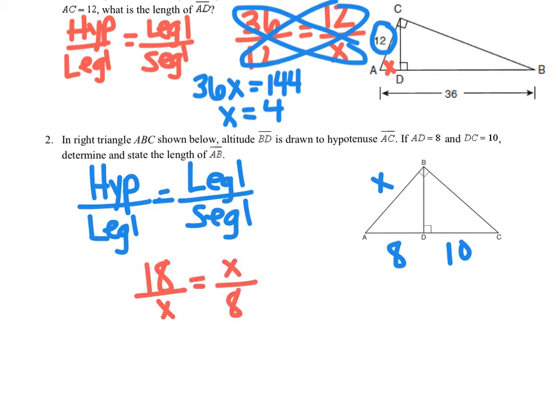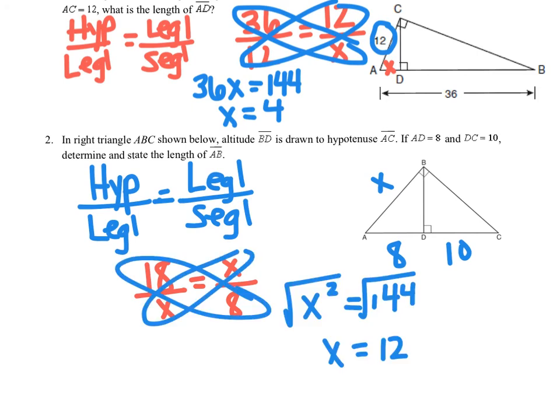Okay, so your proportion should look like 18 over x equals x over 8. Notice how to get the hypotenuse we had to add 8 and 10 to get the full length of AC. And then we're missing x, but we want to use the adjacent segment of the hypotenuse, so that has to be 8, not 10. Okay, pause the video, try and solve it, and come back. You should get that the length of AB equals 12 after you cross multiply.